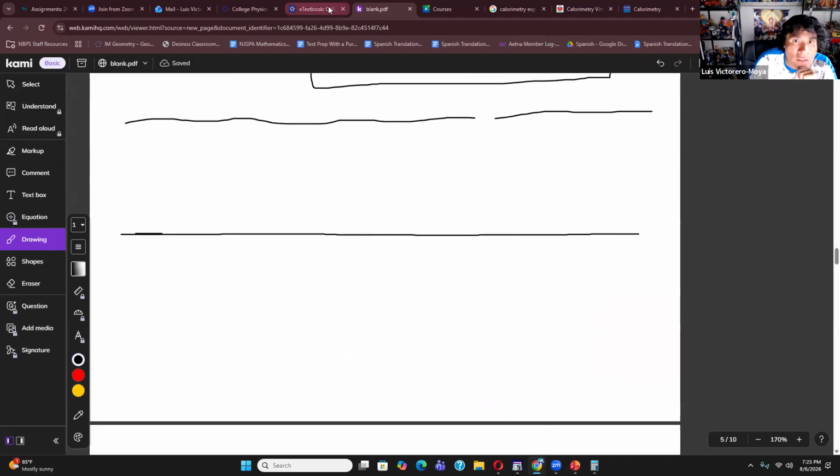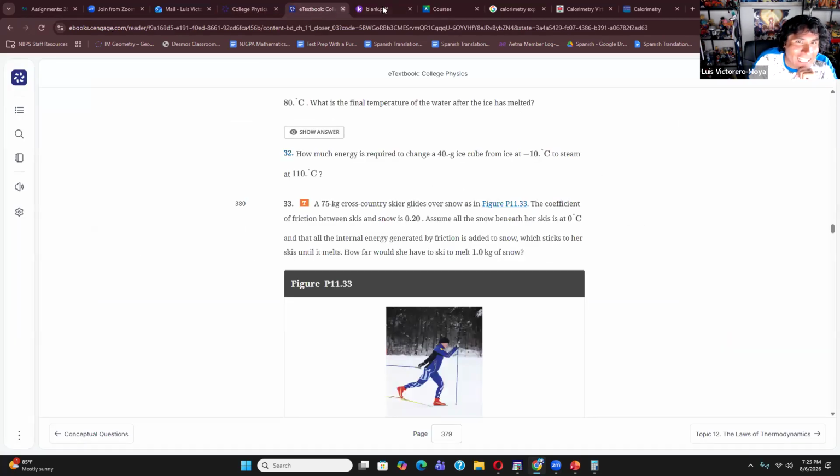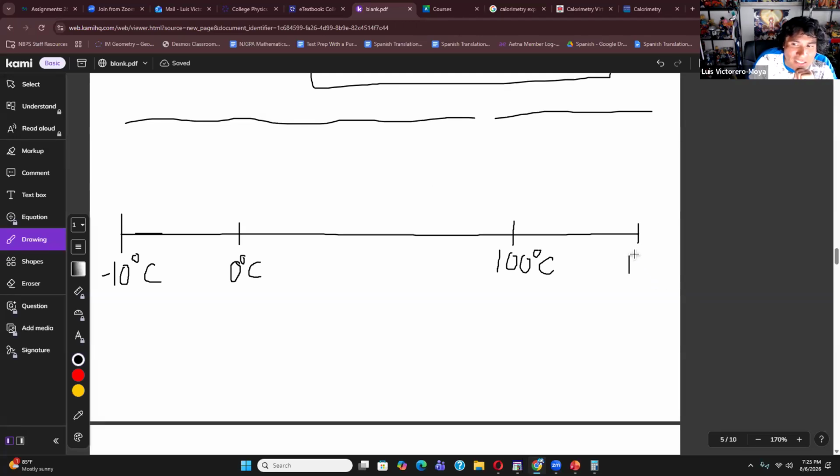You have ice at -10. But guys, ice is not always ice. It goes to 0, and then here something happens. It goes to 100, and something happens with water. So clearly, the problem doesn't tell you that. That's something you guys should know. These are the two values that I put in there, 0 and 100.